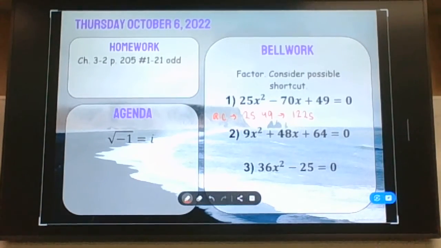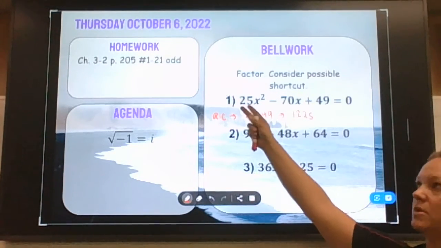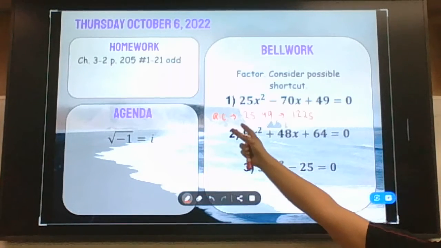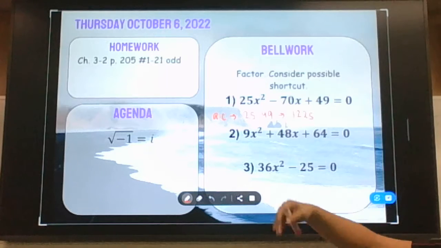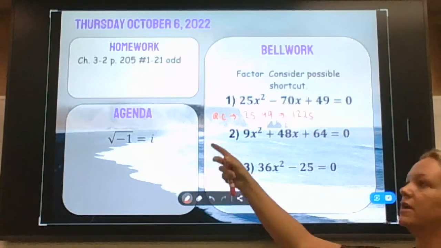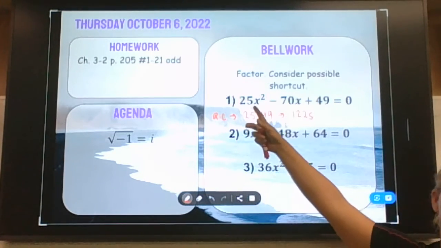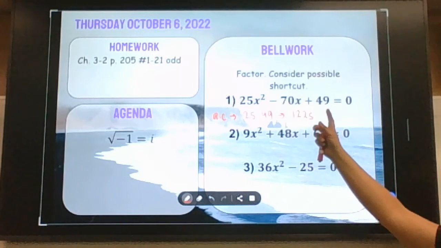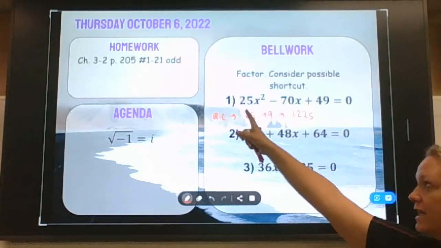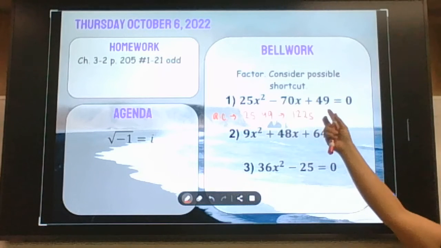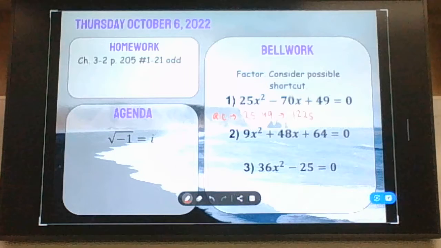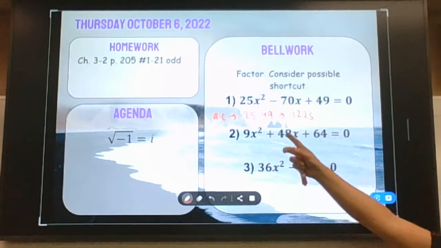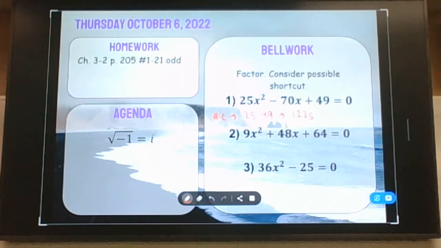Okay, so there's shortcuts. When you see a problem with these huge numbers, it's usually a sign, especially in an Algebra 2 curriculum or the SAT, that maybe you should be square rooting. 25 square roots, and so does 49. So if A and C can both square root, there's a really good chance that your factors are just those square roots. The square root of 25 is 5, and the square root of 49 is 7.